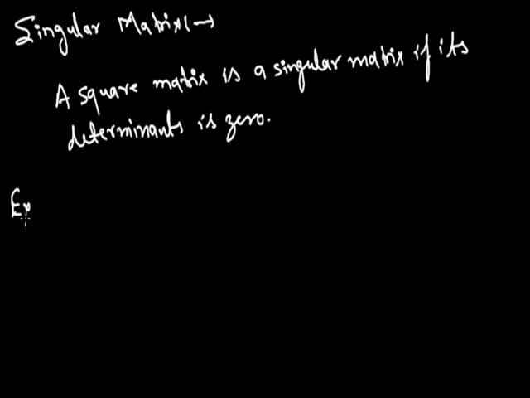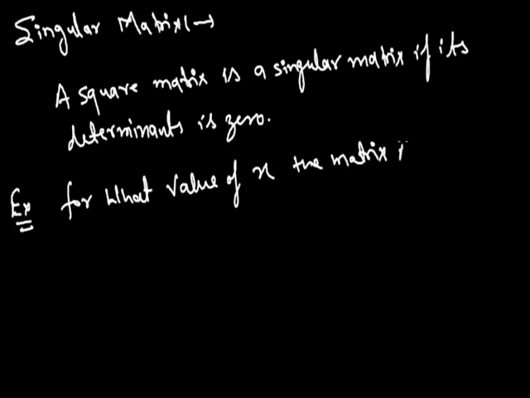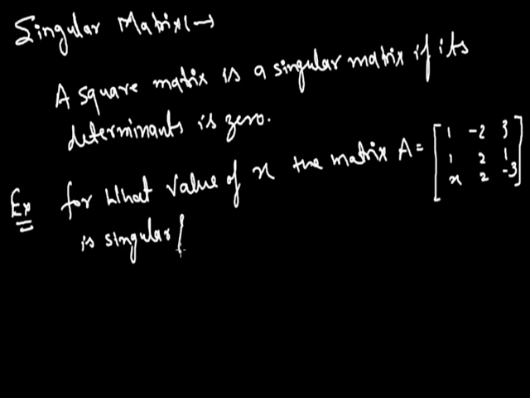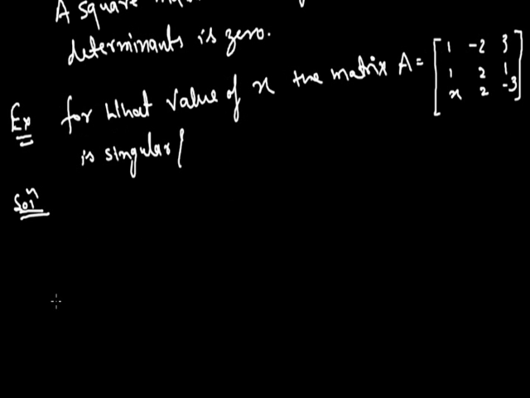Now let's take an example. For what value of x is the matrix A = |1 1 x; -2 2 2; 3 1 -3| singular? Now the solution: the matrix A is singular if the determinant of A is equal to 0.